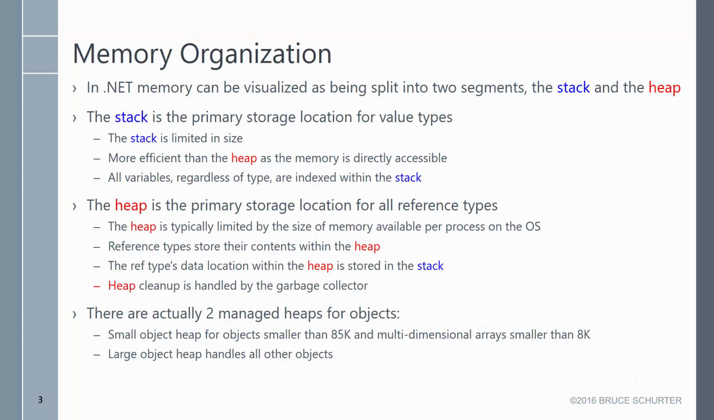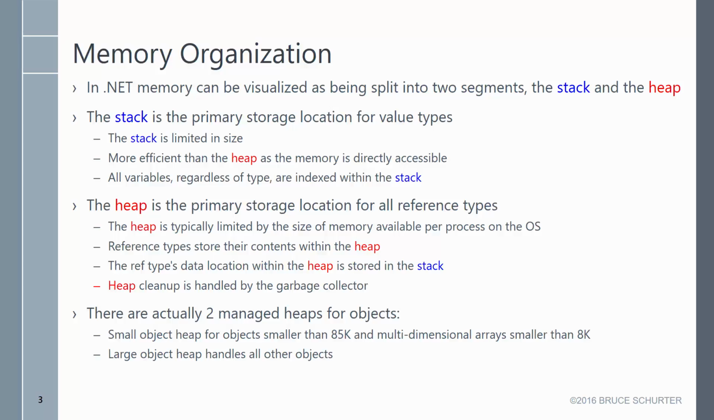In .NET, memory can be visualized as being split into two segments, the stack and the heap. The stack is the primary storage location for value types. It is limited in size, and it's more efficient than heaps as the memory is directly accessible. All variables, regardless of type, are indexed within the stack. With value types, however, besides being indexed in the stack, the values are actually stored at that location.